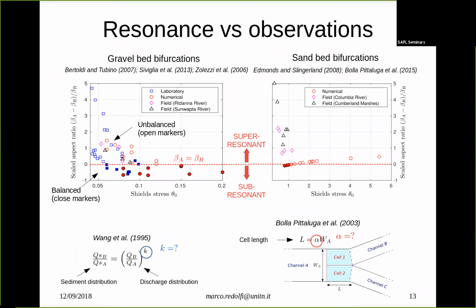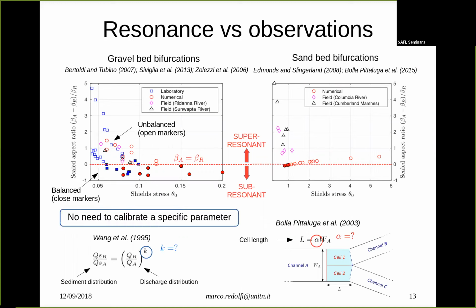And so this criterion compares with previous criteria for bifurcation stability. I can't say it is better or worse; it's hard to answer this question. But I can say that it has an advantage because it does not require the calibration of a specific parameter, because the parameters are the classic parameters of the shallow water model. So no specific extra parameters are needed. Well, okay, this is nice, this works.